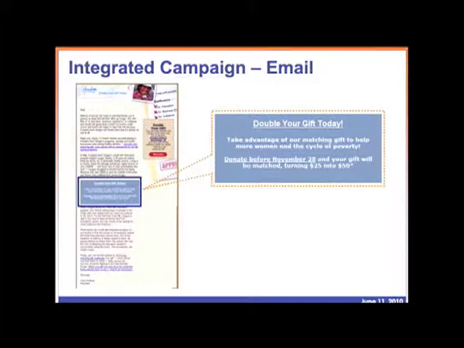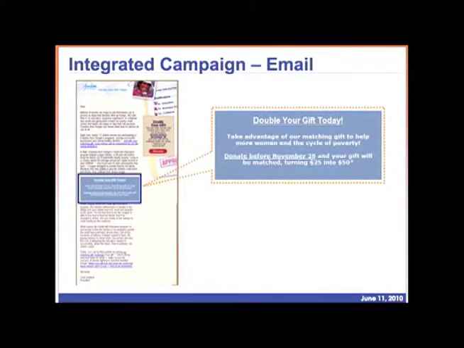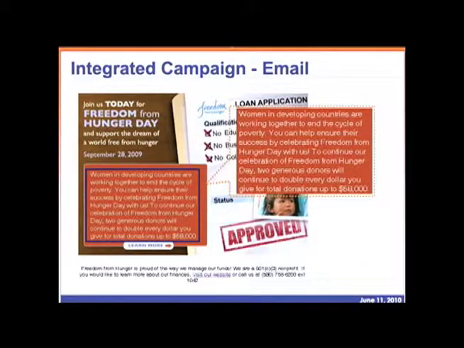The appeal was about Freedom from Hunger Day, but there were call-outs. There was one in the center, and one on the upper right talking about doubling your gift. Again, we have tested match versus not, and matches always win, at least online, for response rate and in mail too. This is just firing on all cylinders. You want to get it everywhere you can. So that was a targeted appeal.